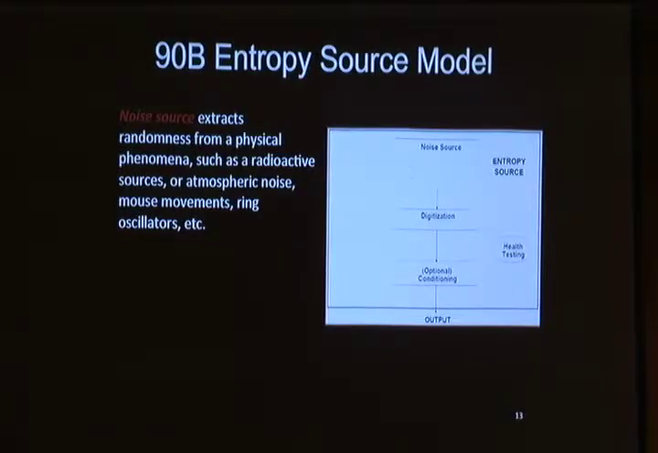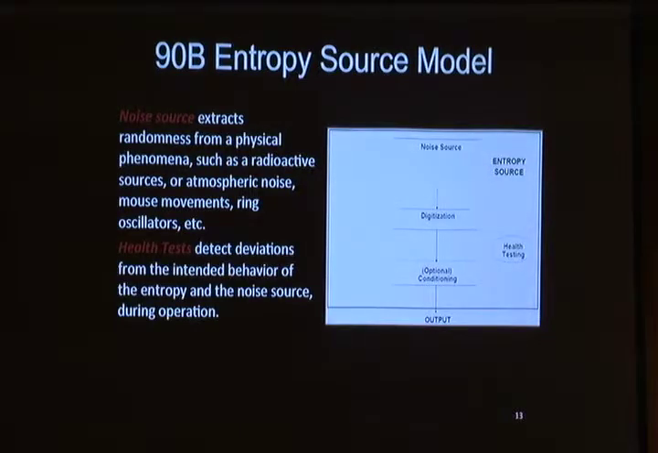The 90B document defines an entropy source model. It's given as in this figure. So we first have the noise source. It extracts some randomness from a physical phenomenon. It could be a radioactive event. It could be a ring oscillator. Or it could be from your mouse movements.